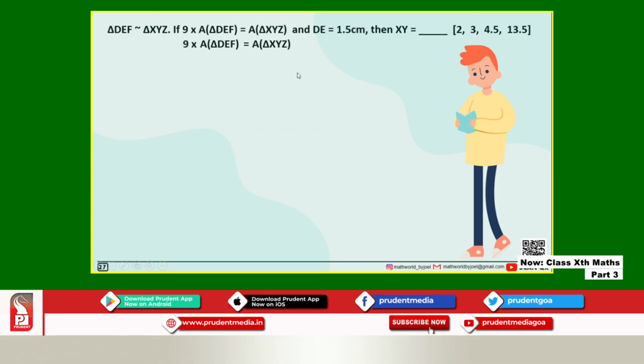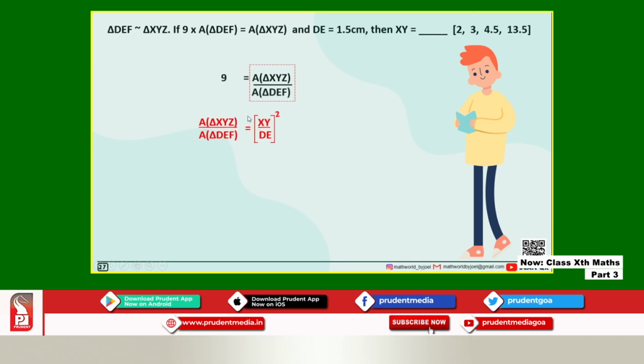So what we are going to do is this. We will get the area of XYZ on top and the area of DEF in the denominator. 9 will remain as it is. If you don't write anything over here, it is understood that there is 1 over here. So 9 upon 1 is nothing but this ratio, right?